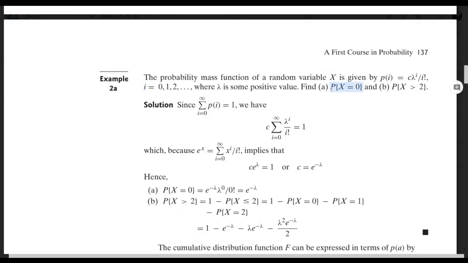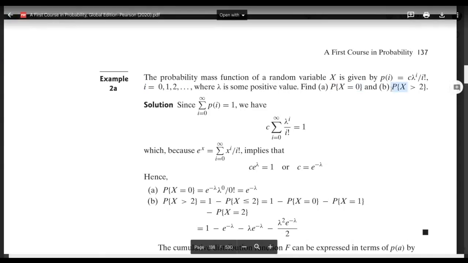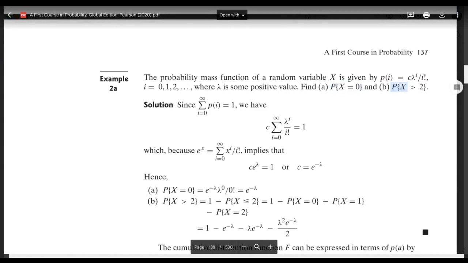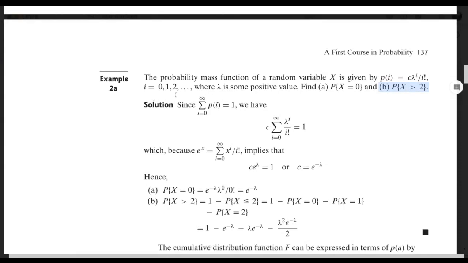Find a, the probability of x equals 0, and b, the probability of x greater than 2. All right. So given this probability mass function, we want to find the probability of x equals 0 and the probability of x greater than 2. Now, the probability of greater than 2 we want to find is a complement, right? Because i can be infinitely big. So we better find 0, 1 and 2, and then find the complement.